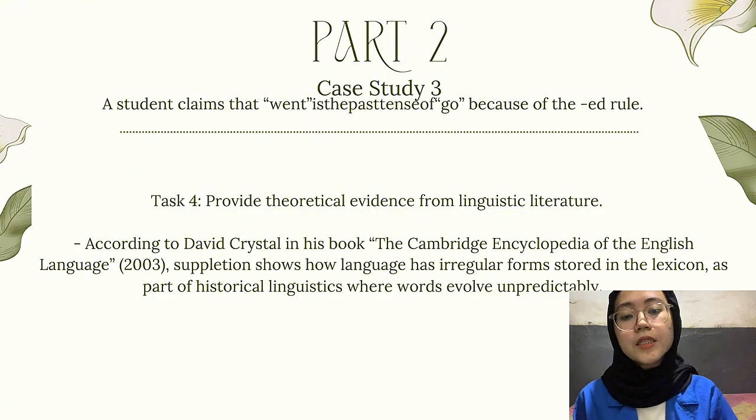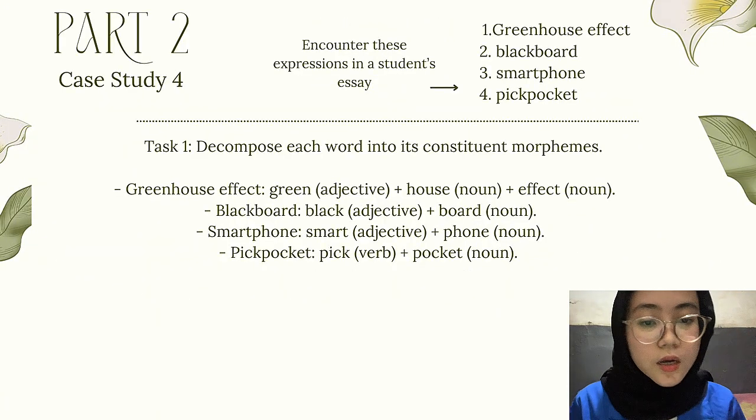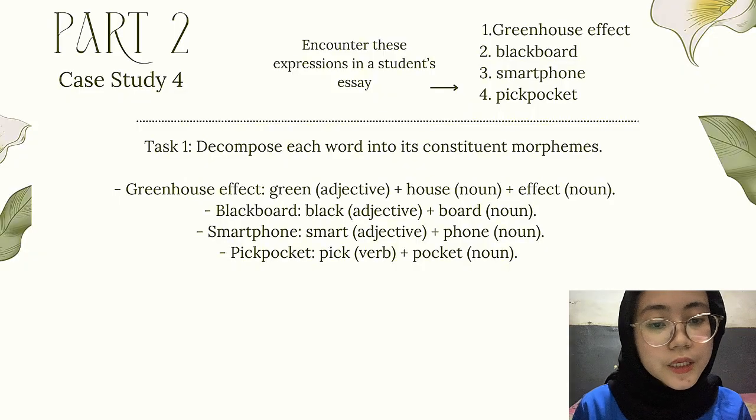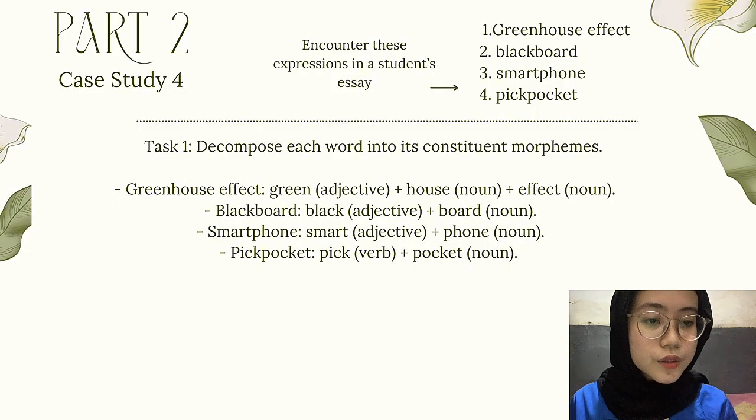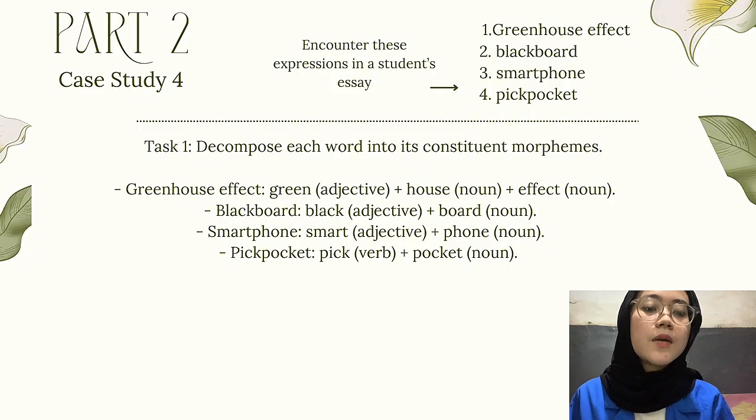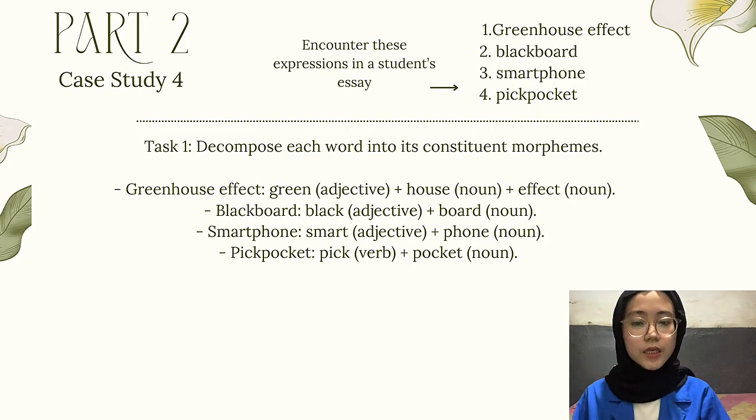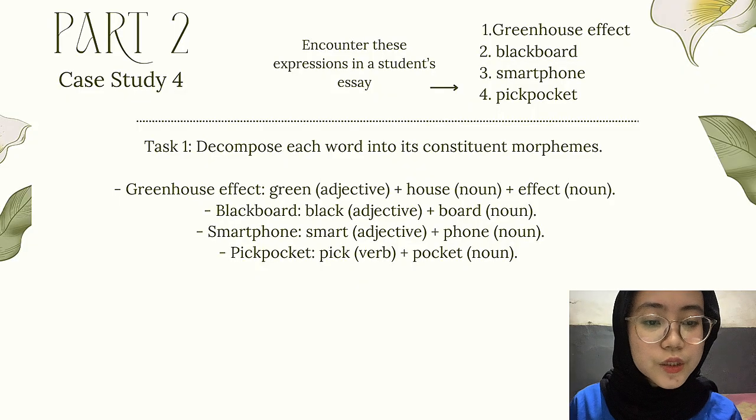So we move to case study 4. Now we have expression in a student essay. Number 1 is greenhouse effect, number 2 is blackboard, number 3 is smartphone, and number 4 is pickpocket. Task 1 is to decompose each word into its constituent morphemes.